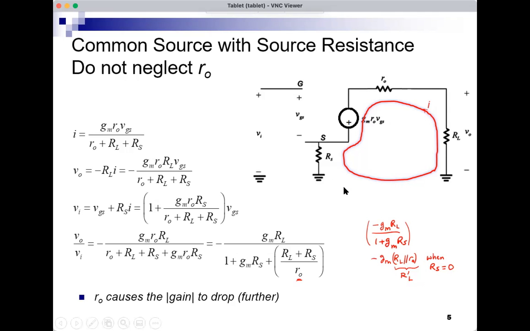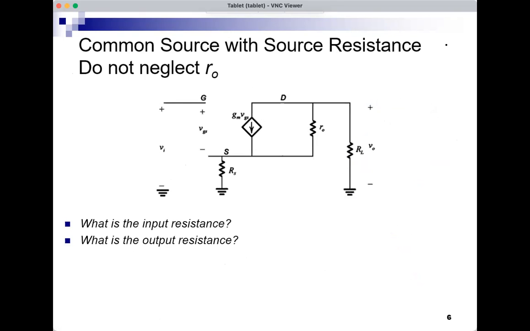So did RO help? No, actually RO causes the gain in absolute value to drop further because RO is not infinite. I will have this RL plus RS over RO term that further reduces the absolute value of the gain. All right, what about input resistance? This is not affected by RO because the input current is still 0, whether there is an RO or not. The input current is still 0, and Ri is infinite.